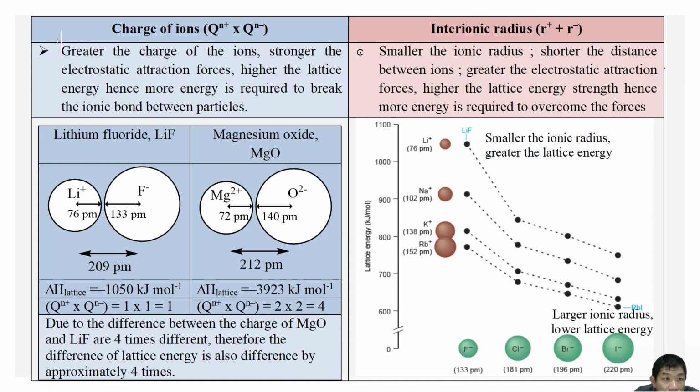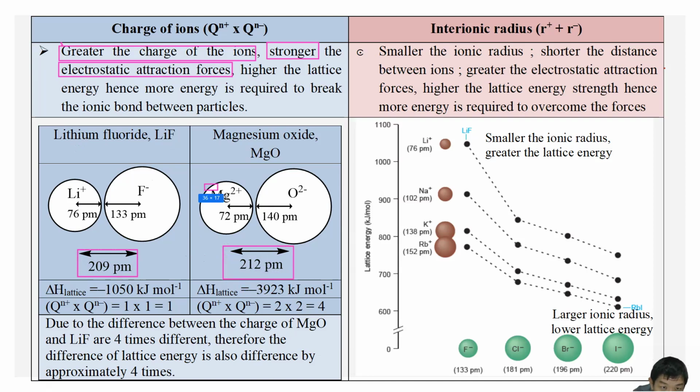Generally, we say that the greater the charge of the ion, the stronger the electrostatic attraction forces between the oppositely charged ions, and the greater the lattice energy between the ions, and therefore you require more energy to break them. For example, if you have lithium fluoride, LiF, and magnesium oxide, and you look at their inter-ionic radius, they differ by just 3 picometers.